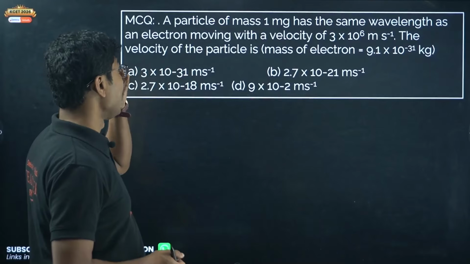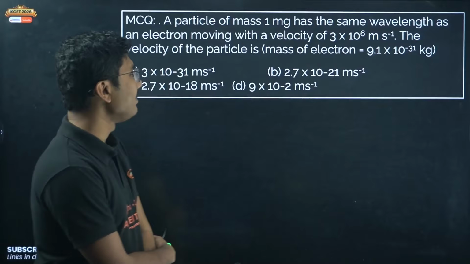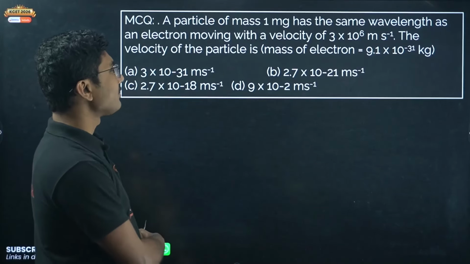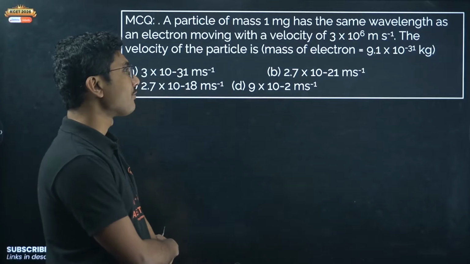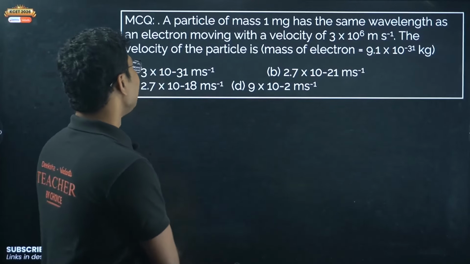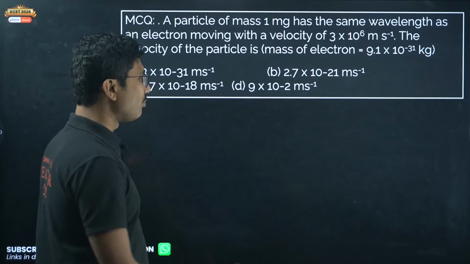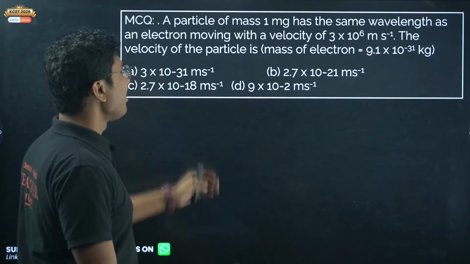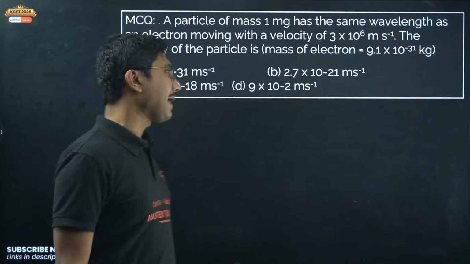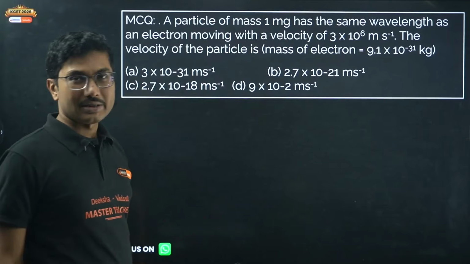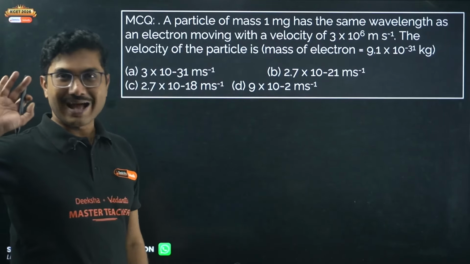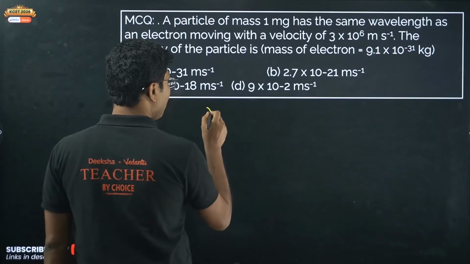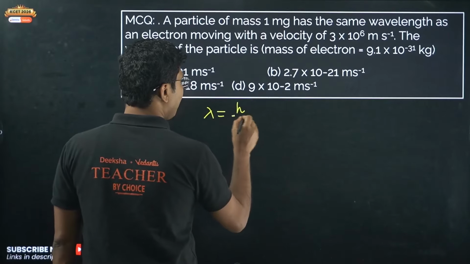Let's see one question. A particle of mass 1 milligram has the same wavelength as an electron moving with a velocity of 3 into 10 to the power of 6 meter per second. The velocity of the particle is? Both of the powers of 10 are slightly shifted, please pardon that. The mass of the electron is given, and the mass of the other particle is also given. Both of them have the same wavelength. So what is the wavelength formula? The wavelength formula is h by p.